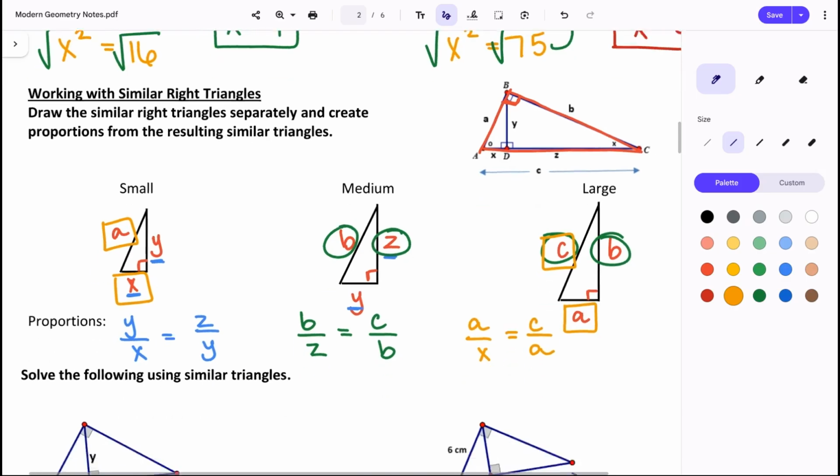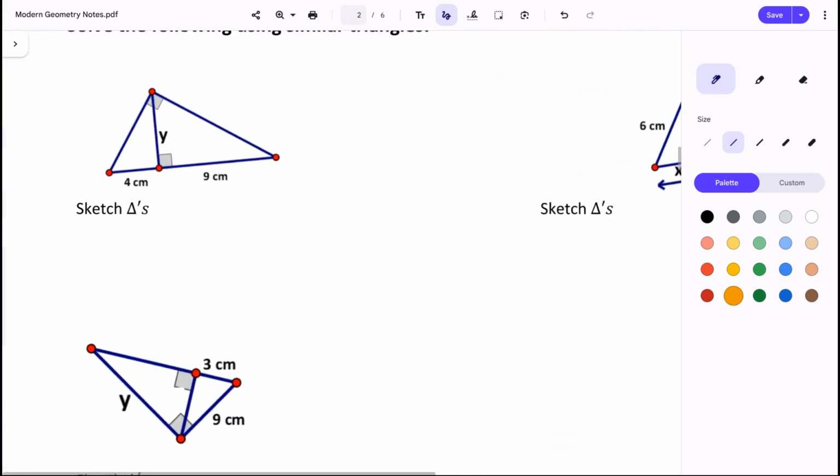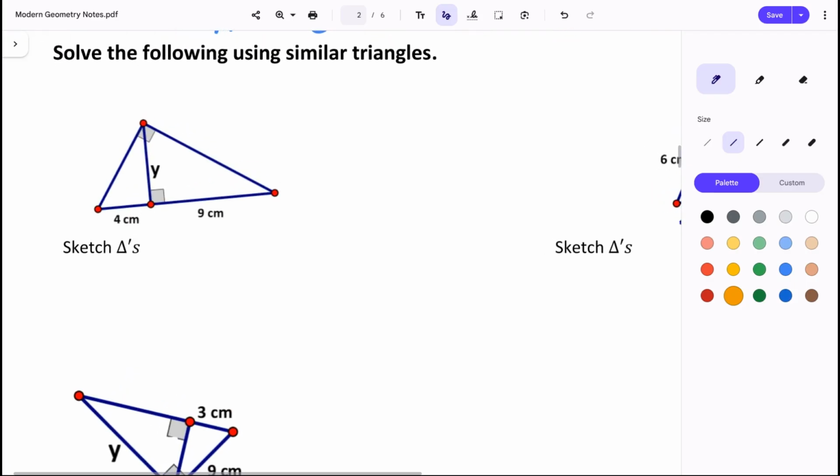Okay, so let's do some examples here, starting with this first one. And again, I'm going to sketch out my triangles. So we're going to do three of them. We're going to do a small one, a medium-sized one, and a big one.